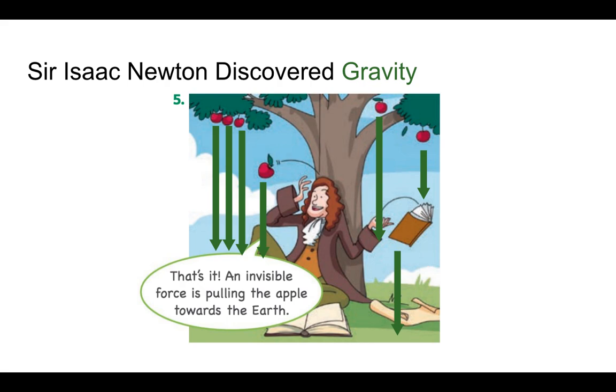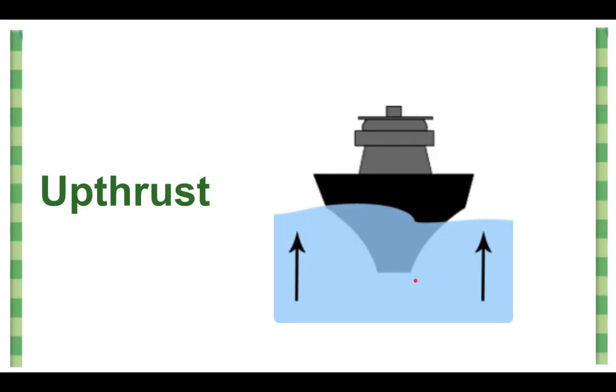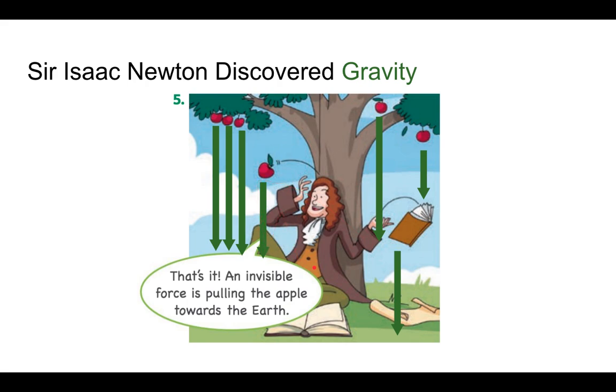Sir Isaac Newton discovered gravity when an apple fell on his head. So as you can see, gravity pulls things down, pulls the apples down, pulls the book down, and it even pulls Sir Isaac Newton down toward the Earth. But it's invisible and we cannot see it. We just know it's there.